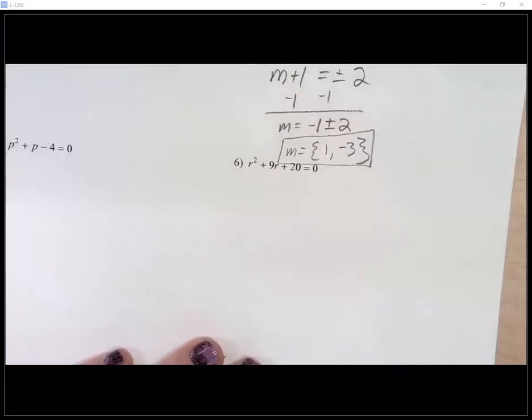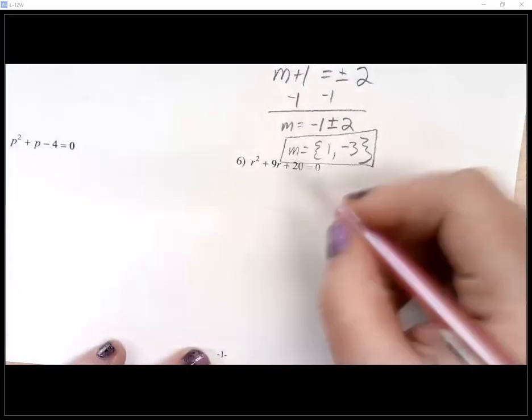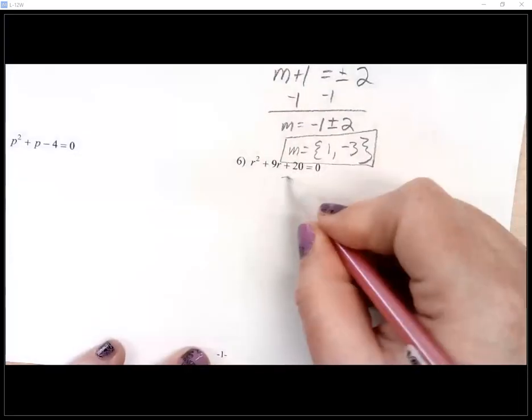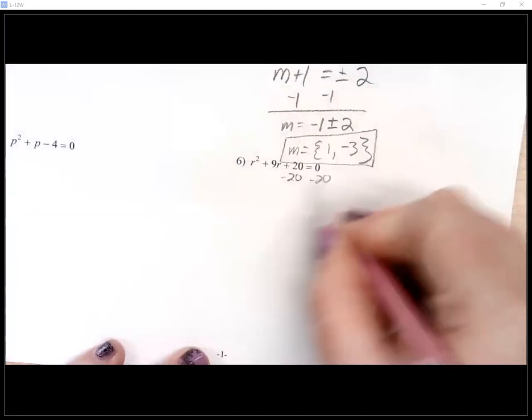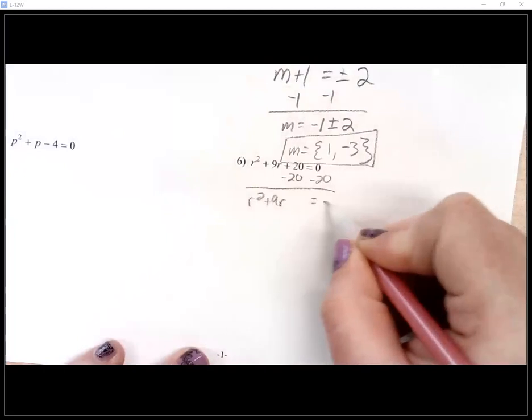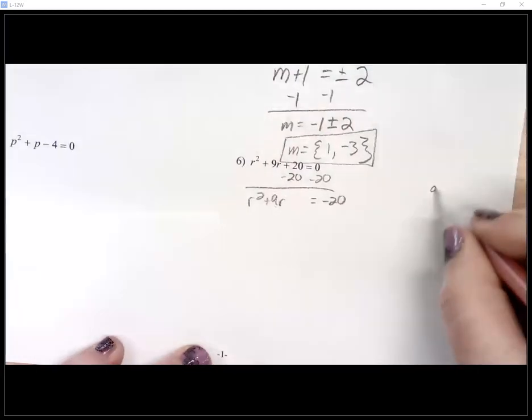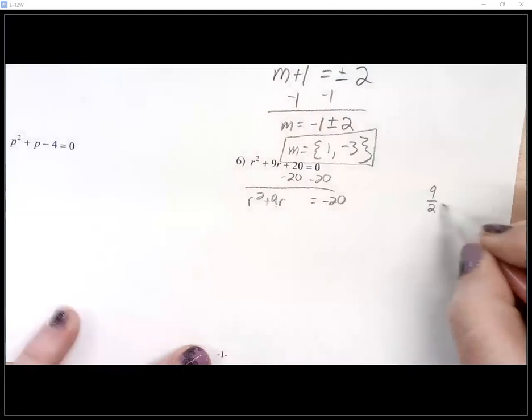All right, let's do number 6, completing the square. Step 1, we're gonna move C to the other side. We're gonna move over that 20. R squared plus 9R, leave a space, -20. Now, I want half of B, and I'm gonna square it. 9 over 2 would be half of it, right? And then I wanna square it, so that means times it by another 9 over 2.